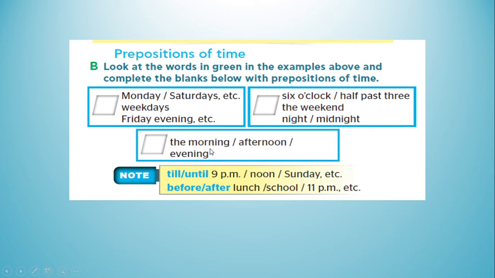With the words the morning, afternoon, the evening, you must use in the morning, in the afternoon, in the evening. You can also use till or until before these nouns, before or after also.